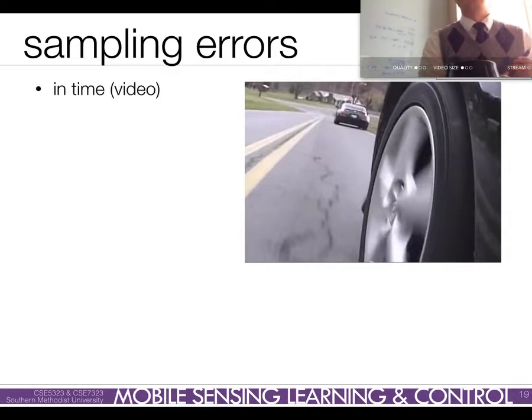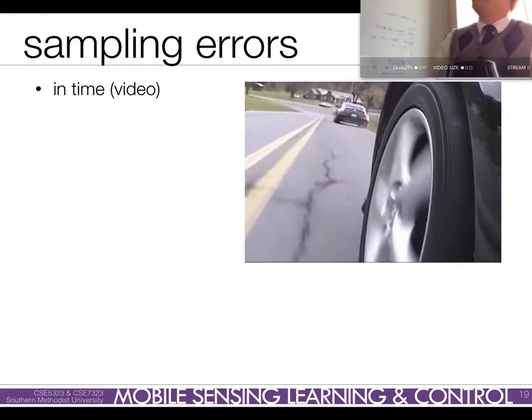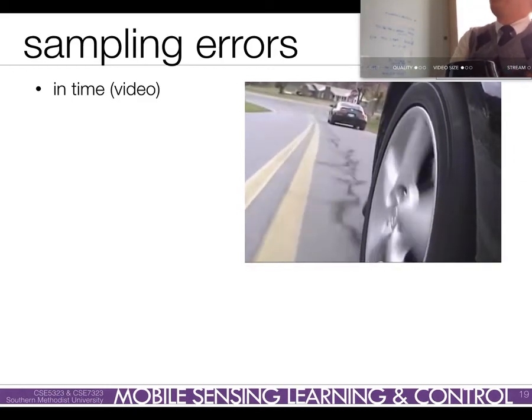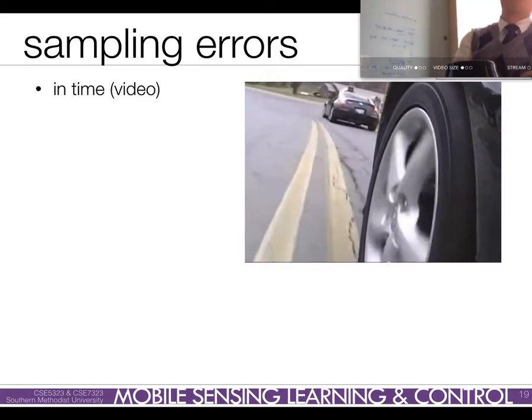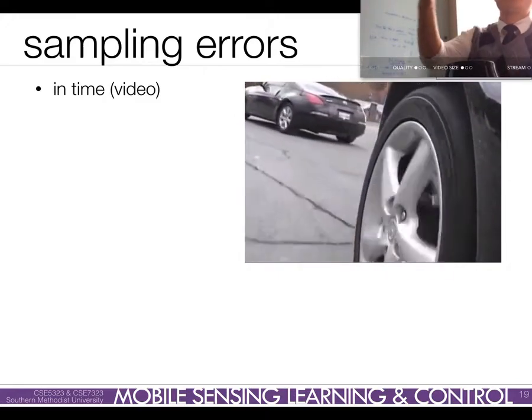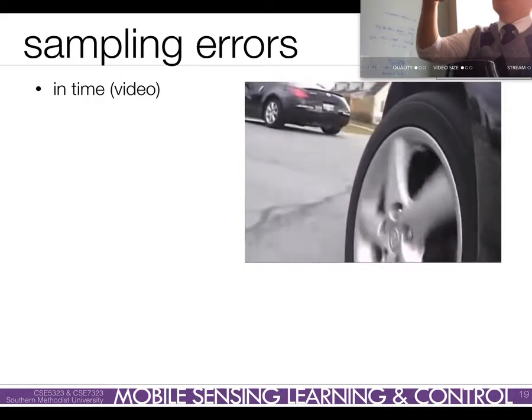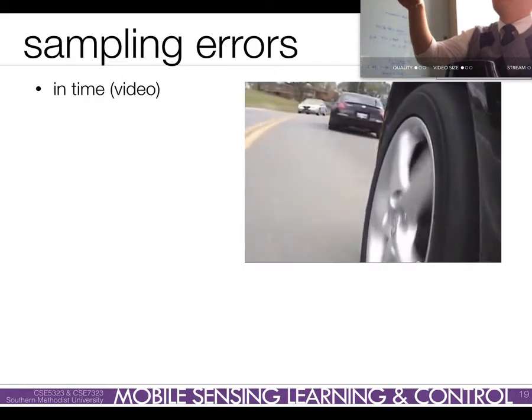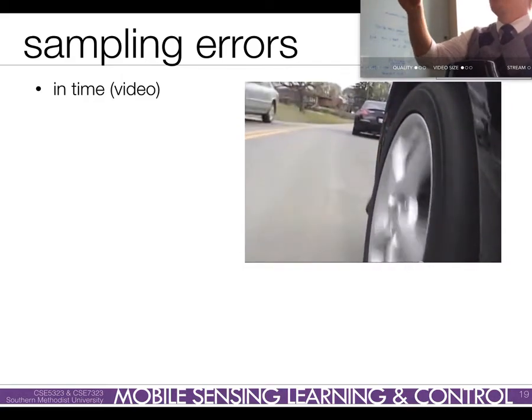Quantization in time. If we're not capturing images fast enough, this is when you get this effect over here, like when you're taking a video of a tire, right? If you're not sampling fast enough, that tire's moving very, very quickly, and it aliases back down and looks like it's moving a lot slower, right? It's moving really fast, but it's quantized to a much lower frequency that we can actually see. So that's aliasing in time.